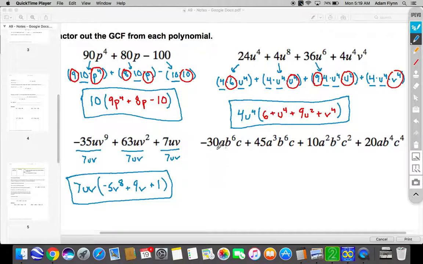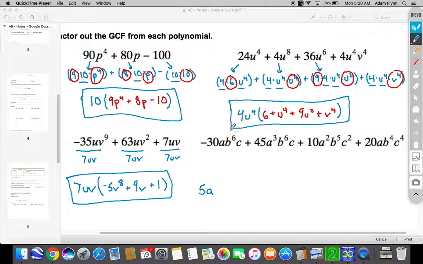So now on to our last one. Take a look at my numbers first. So I've got negative 30, 45, 10, and 20. I know all 4 of those are divisible by 5. That is their greatest common factor. So I'll pull out a 5. Now we'll move on to my A's. I've got 1A, 3 A's, 2 A's, and 1A. So I know all 4 terms have at least 1A. So that'll be part of my GCF.